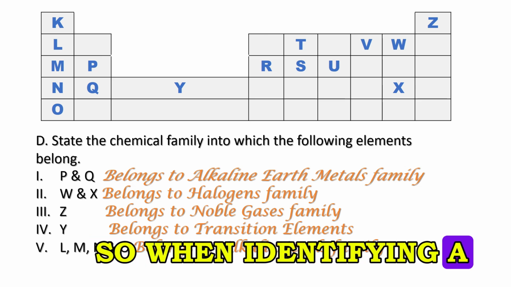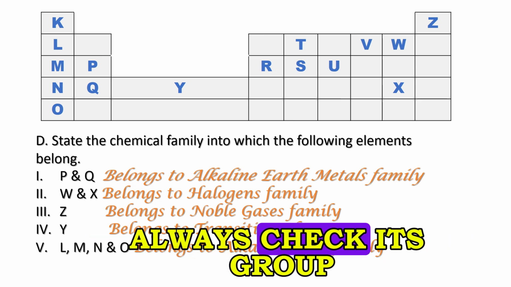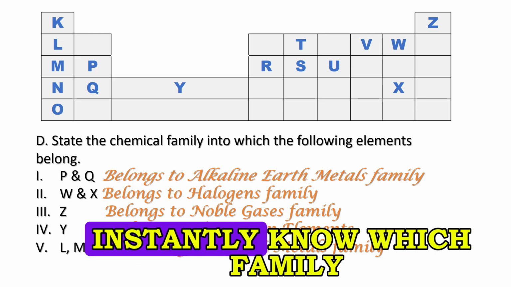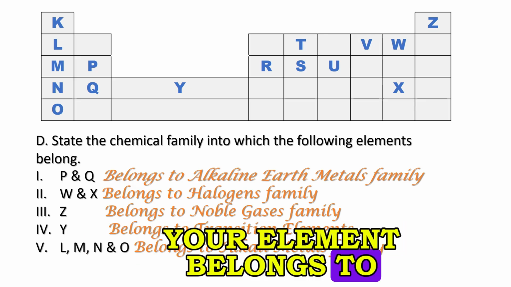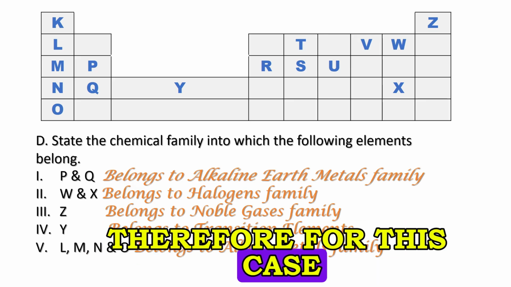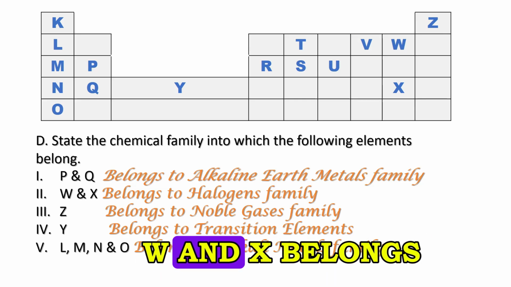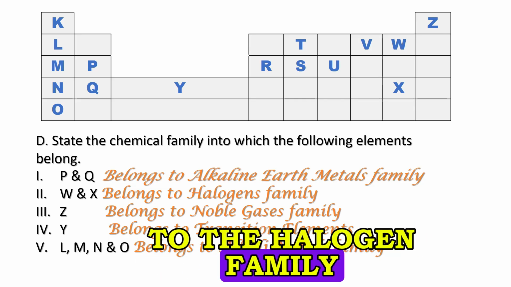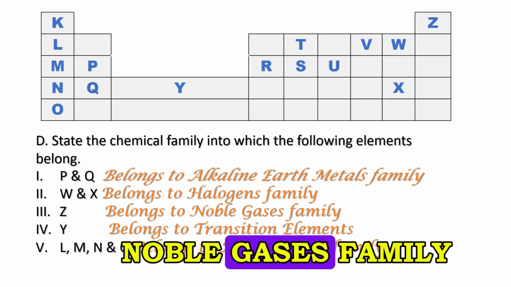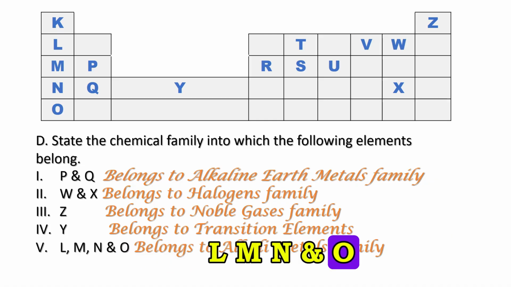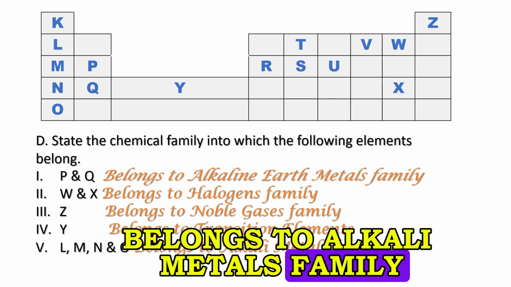So when identifying a chemical family, always check its group position and reactivity pattern. That's how you'll instantly know which family your element belongs to. Therefore, for this case, elements P and Q belong to the alkaline earth metals family, W and X belong to the halogen family, Z belongs to the noble gases family, Y is a transition element, and L, M, N, and O belong to the alkali metals family.